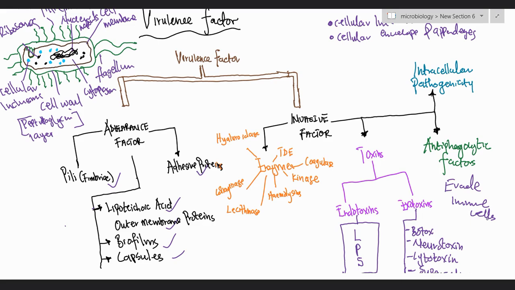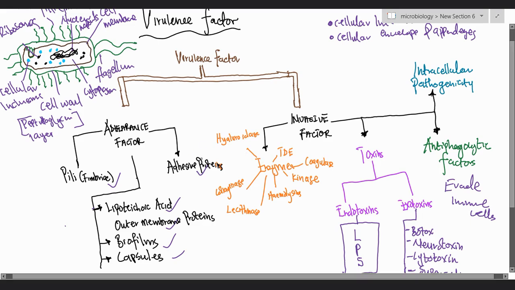Now, let's talk about the adherence factor. So the fimbriae or the pili, you see, these are the thread-like substances that we find here. These substances are mostly used for attachment. So in the bacteria, they are mostly used for attachment, either to attach themselves to surfaces or to host cells. And then some of the pili are also used for sexual interaction during sexual activities within the bacteria.